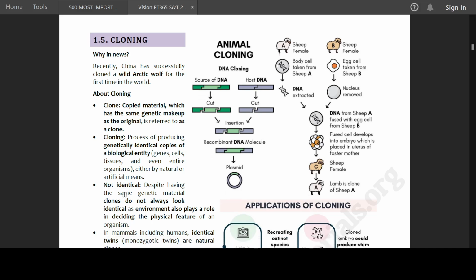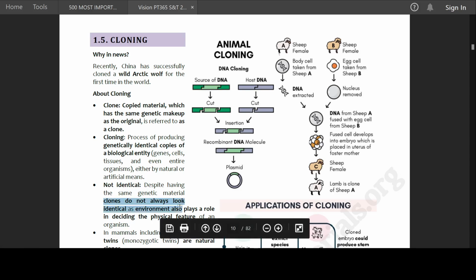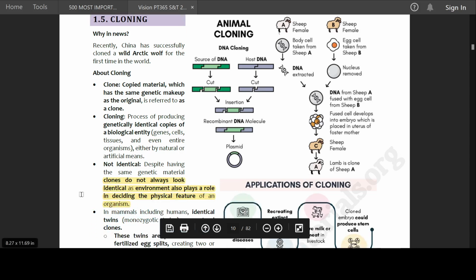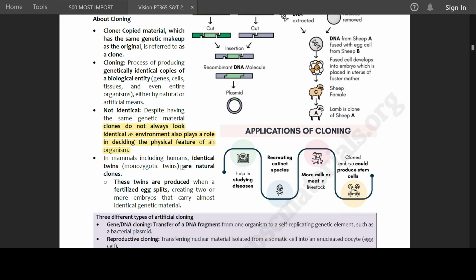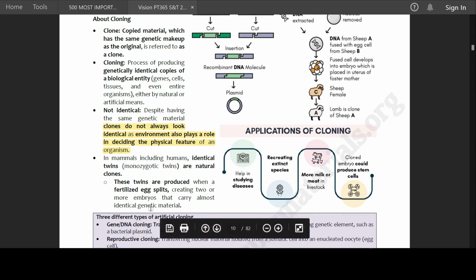Not identical: despite having the same genetic material, clones do not always look identical, as the environment also plays a role in deciding the physical features of the organism. This is very important: in mammals, including humans, identical twins, monozygotic twins, are natural clones. These twins are produced when a fertilized egg splits, creating two or more embryos that carry almost identical genetic material.